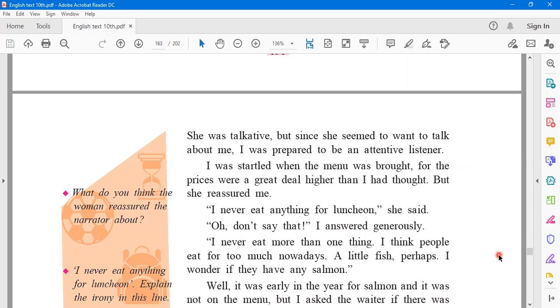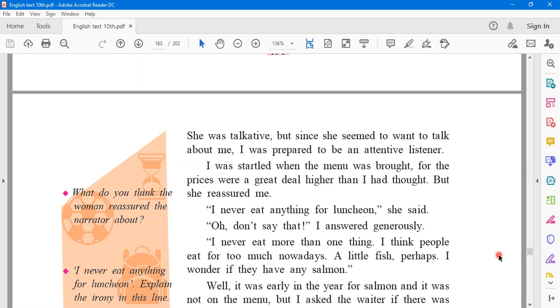I never eat anything for luncheon, she said. Oh, don't say that, I answered generously. I never eat more than one thing. I think people eat far too much nowadays. A little fish, perhaps. I wonder if they have any salmon. Salmon is a kind of fish.